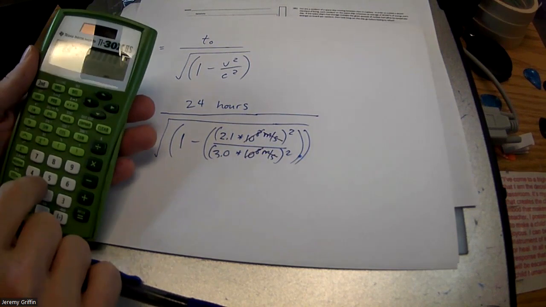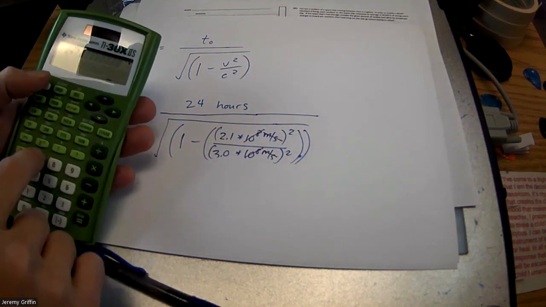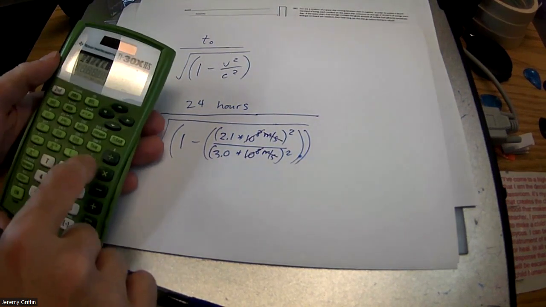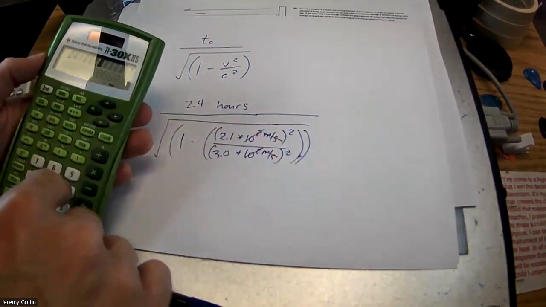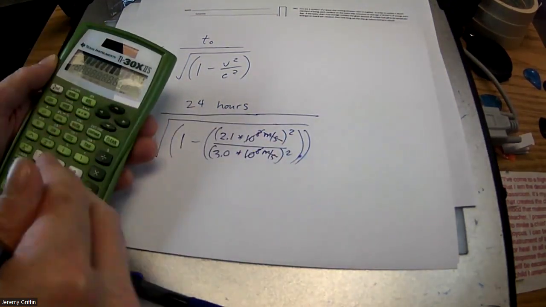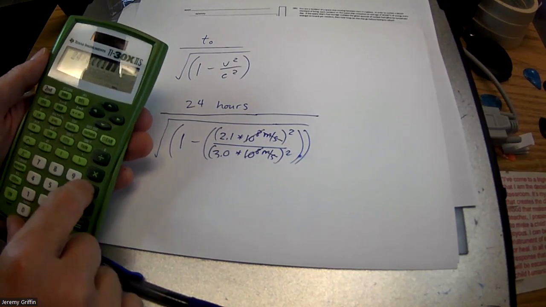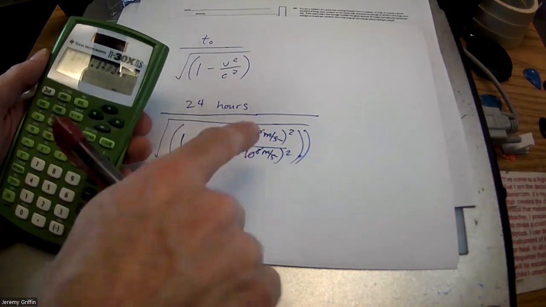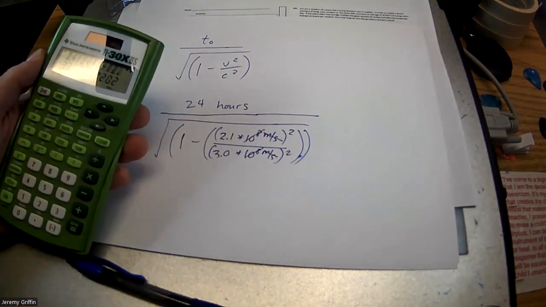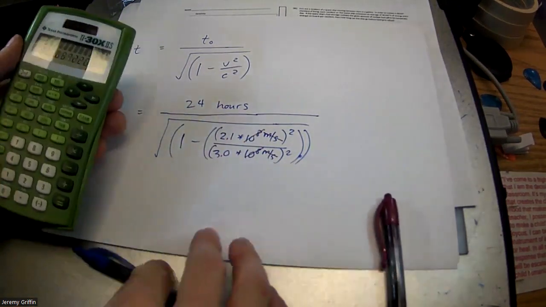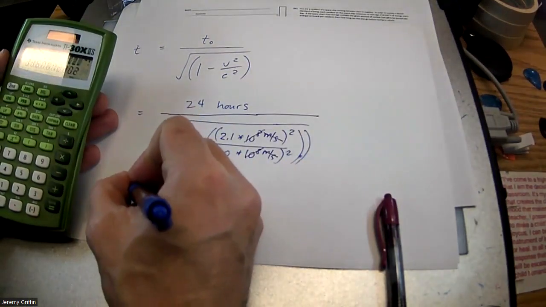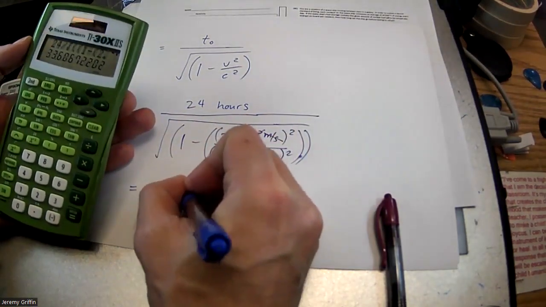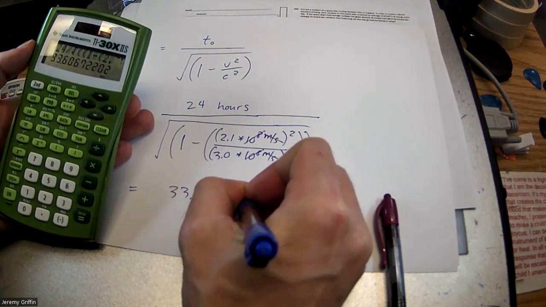So I'm going to take 24 hours, divide by the square root. Open up some parentheses because I'm square rooting everything, so just be safe, because once I close the parentheses, I stop square rooting. 1 minus, and I've got 2.1 squared over 3 squared, because the 10 to the 8 I just bumped. This calculator will automatically close the parentheses. Some calculators do, some don't. I'm getting 33.6 hours.